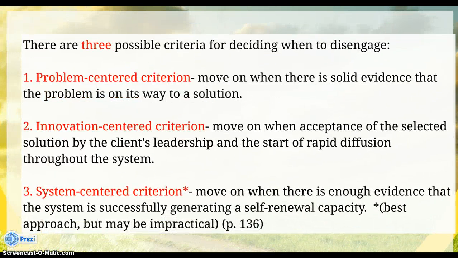The authors suggest there are 3 possible criteria for deciding when to disengage. These 3 criteria are: 1. Problem-centered criterion, to move on when there is solid evidence that the problem is on its way to a solution. 2. Innovation-centered criterion, move on when there is acceptance of the selected solution by the client's leadership and the start of rapid diffusion throughout the system. And 3. System-centered criterion, move on when there is enough evidence that the system is successfully generating a self-renewal capacity.